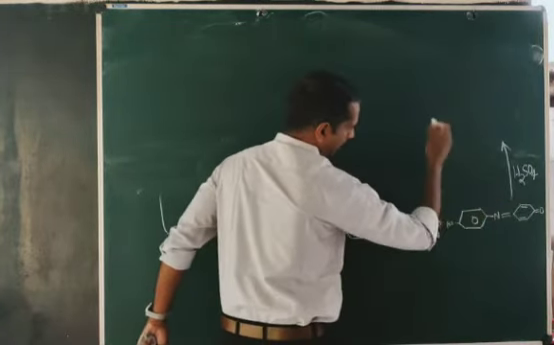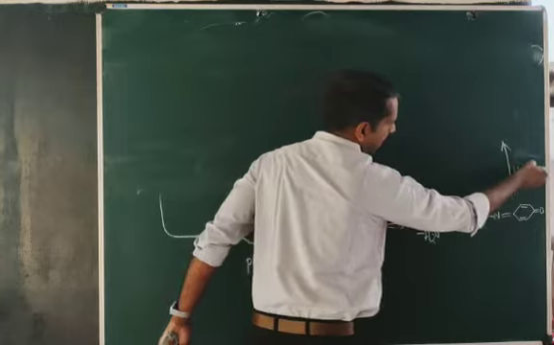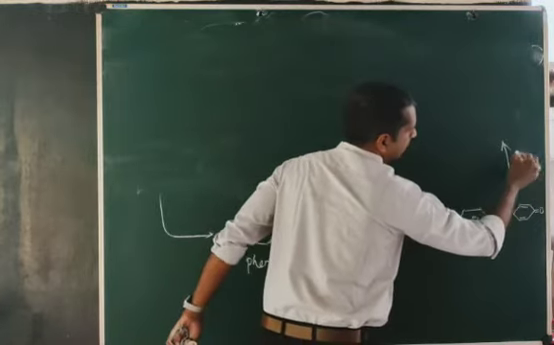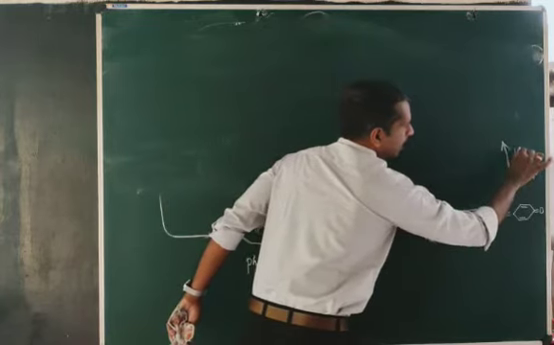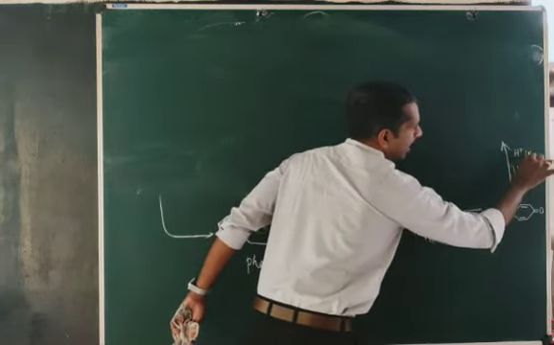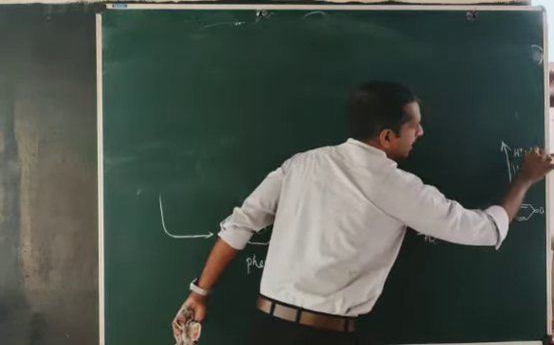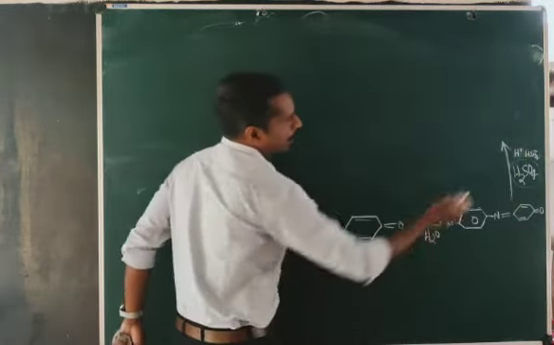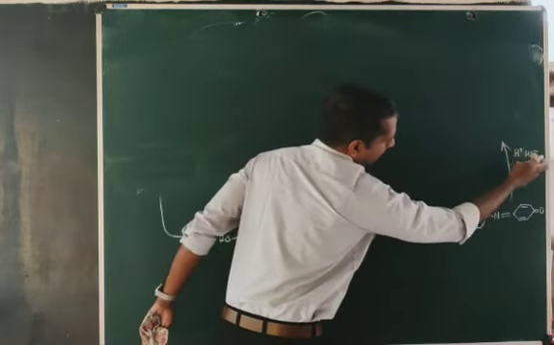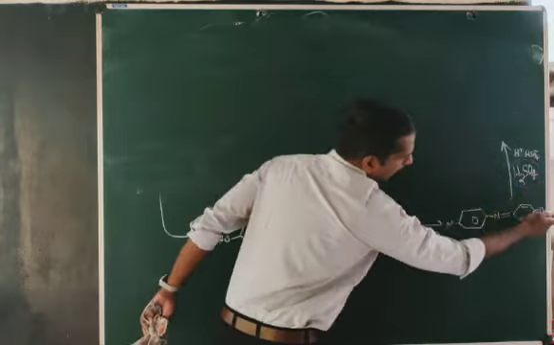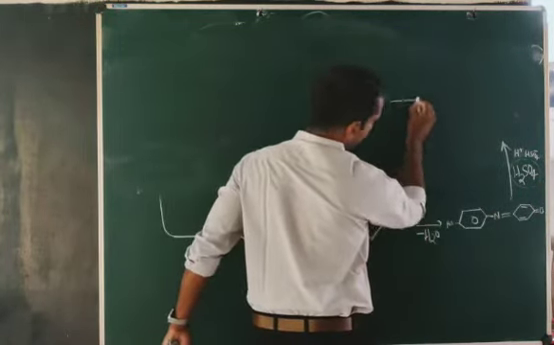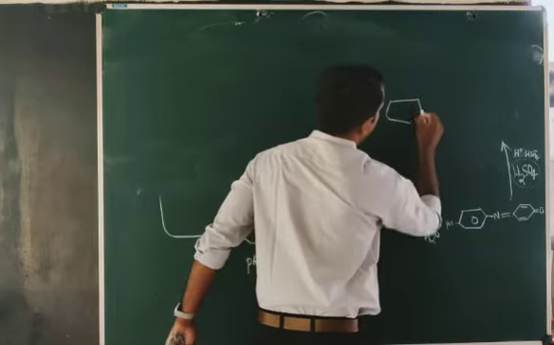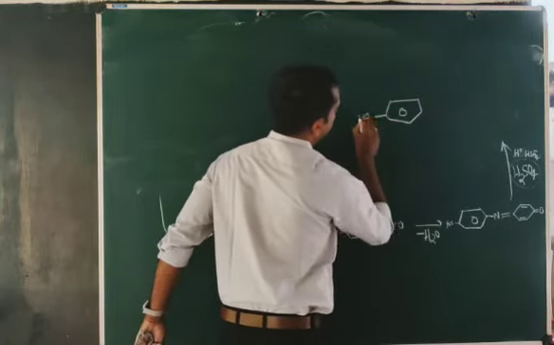Then what will happen? You can see that when it is reacting with H2SO4, it can be dissociated in the form of H plus and HSO4 minus. HSO4 minus is present in the solution. This H plus from H2SO4 will be taken by this oxygen. Look at here, I am writing the structure. Here it is OH.